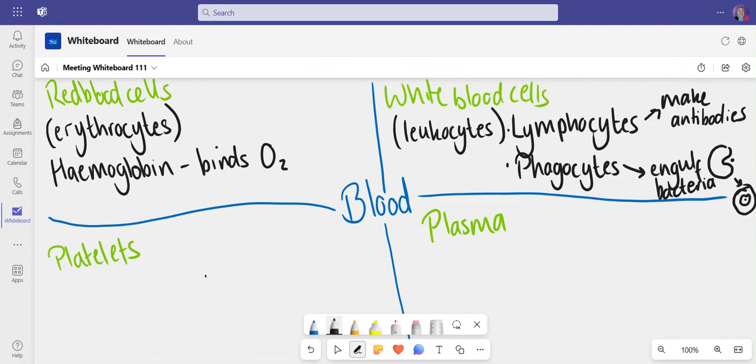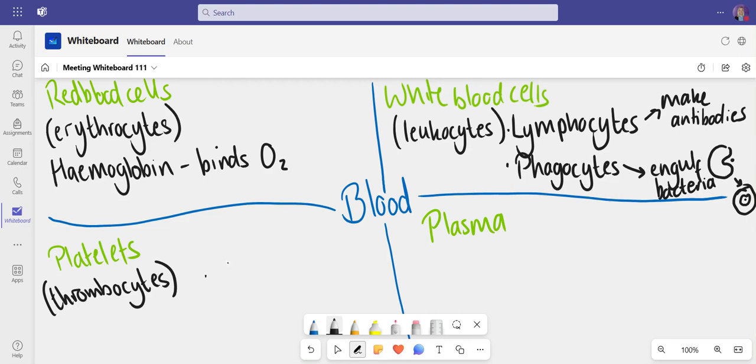The platelets have a fancy name as well. The platelets are called thrombocytes. And platelets are responsible for clotting your blood. So when you get a cut, they stick the blood together to form a scab so that you don't keep bleeding. And they can do that on the outside of your body when you get a cut to your skin, but equally they can do it inside your body as well.